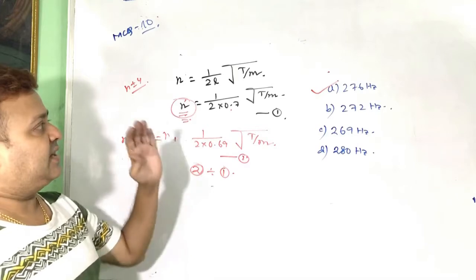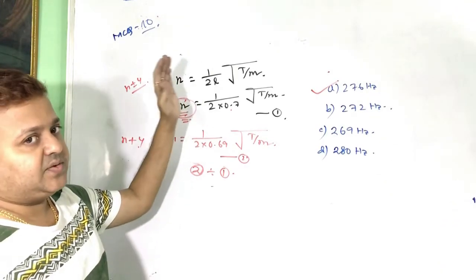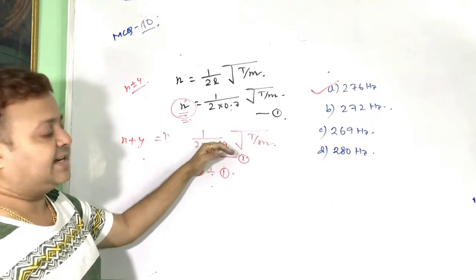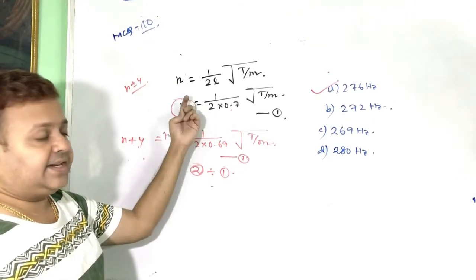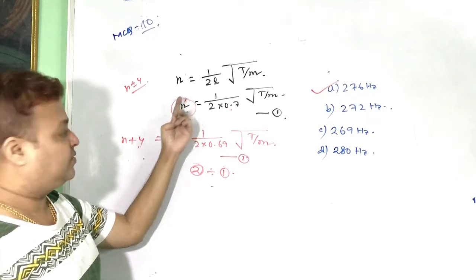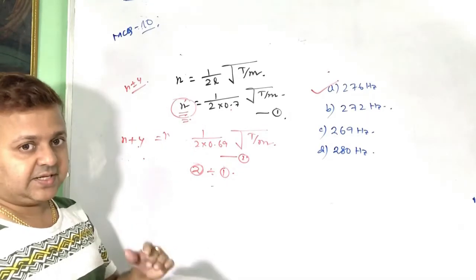Resonance means the fundamental frequency of the sonometer wire, that is the frequency of the tuning fork. Now the length decreases, that is 0.69 centimeter, so the frequency increases, so it creates 4 beats with the first one, previous one, that is n plus 4. So that is equal to... very good.